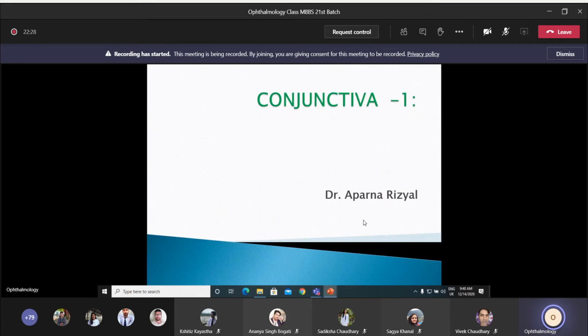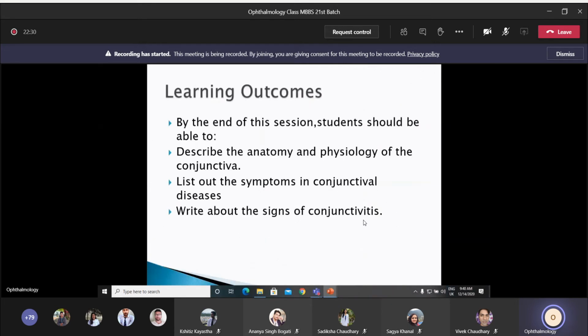Okay, so conjunctiva. These are your learning outcomes. Before we start any class, we give you the learning outcomes or the objectives. These are important from today's session. By the end of this session, you all should be able to describe the anatomy and physiology of the conjunctiva in detail, list out the symptoms in conjunctival diseases, the most important symptoms there, and write about the signs of conjunctivitis. Learning outcomes are very important. You'll have to know about this. When you study, these are the must-know areas.